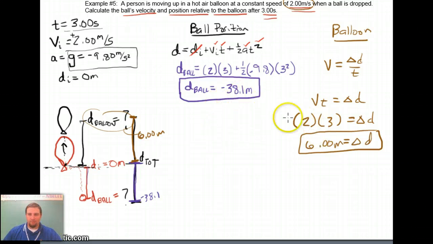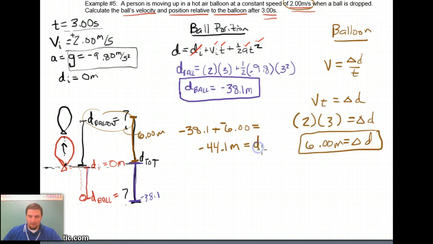So let's find the change in position of these two positions here. We have negative 38.1 minus 6. Okay, so I'm supposed to find the difference between these two. That gave me a difference of negative 40, so I'm adding the opposite. We get negative 44.1 meters.